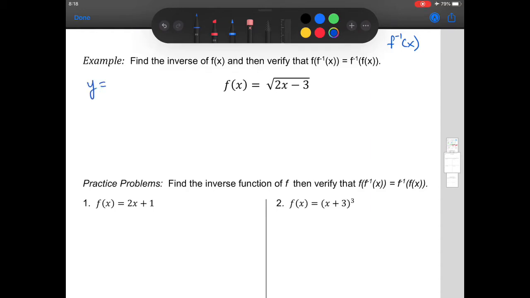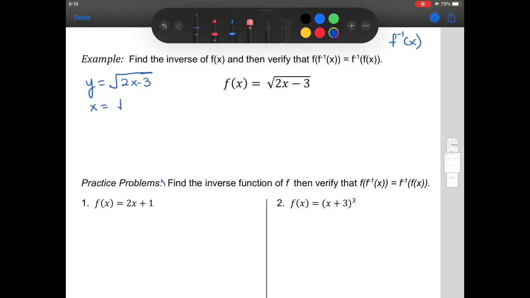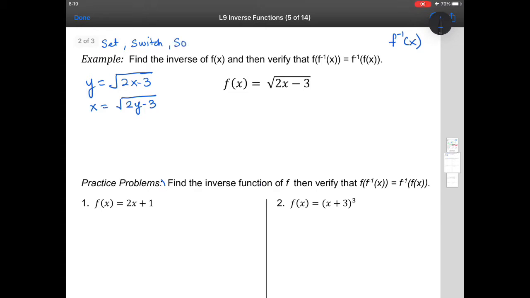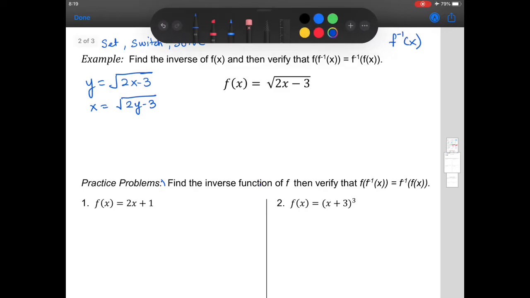So the first thing to do is rewrite the function with y. And since with inverses we are switching the domain and range, switch the x and y. So x is equal to square root of 2y minus 3. And solve for y. So set your equation to y, switch x and y, and solve for y. Okay, so set, switch, solve. That's how I sometimes say it. If you can remember that, it'll be easy to do what you're doing.